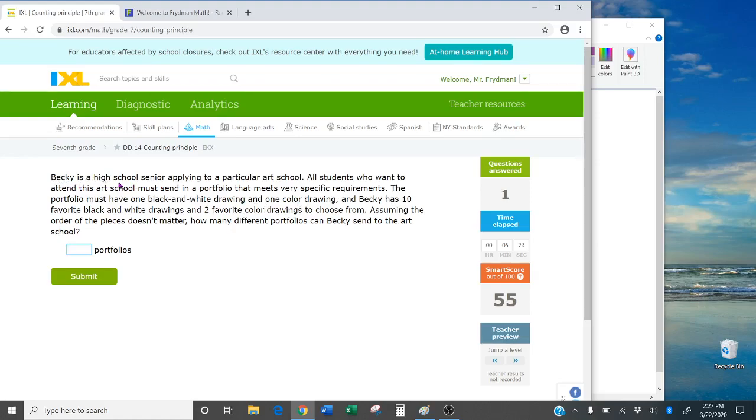Becky is a high school senior applying to a particular art school. All students who want to attend this art school must send in a portfolio that meets very specific requirements. The portfolio must have one black and white drawing and one color drawing. Becky has 10 favorite black and white drawings and 2 favorite color drawings to choose from. Assuming the order of the pieces doesn't matter, how many different portfolios can Becky send to the art school? Again, we're just going to do 10 times 2, which is 20.